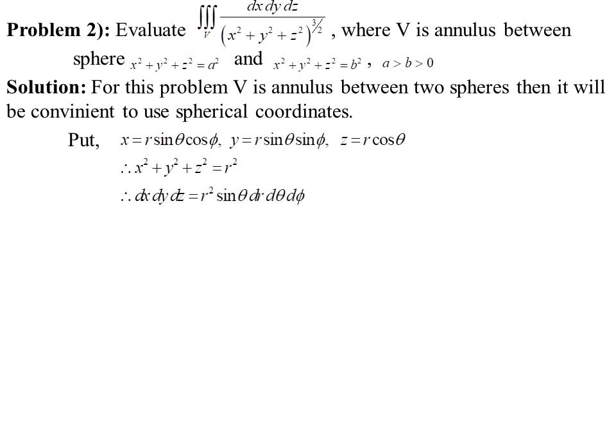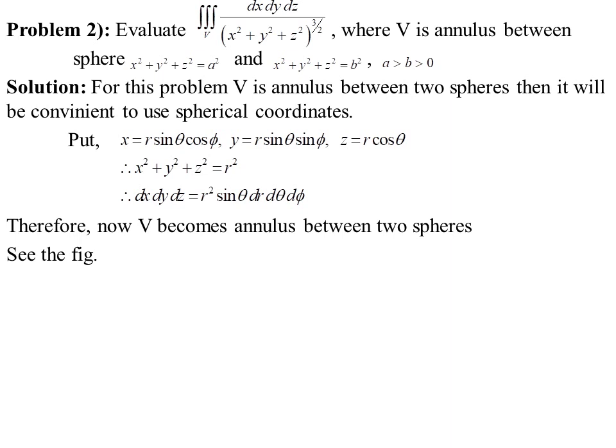So substitute x is equal to r sin theta cos phi, y is equal to r sin theta sin phi, and z is equal to r cos theta. So these are the spherical coordinates. We have previously discussed the same. So with respect to these coordinates, dx dy dz will become r square sin theta dr into d theta into d phi. So with respect to this substitution, now v becomes the annulus between two spheres, r is equal to a and r is equal to b.